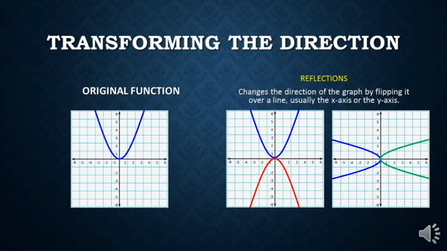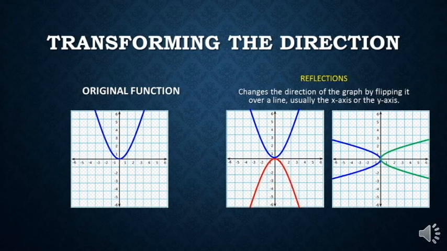Now we're going to talk about transforming the direction. Here we have our picture of the original function, which is that same blue V-shaped curve. In the second picture, we have our blue function. It is pointing down with the vertex on the origin. The red function shows the exact same shape, simply flipped across the x-axis. Notice how its vertex is also on the origin. So the only thing we really changed was the direction. The blue function points down, while the red function points up.